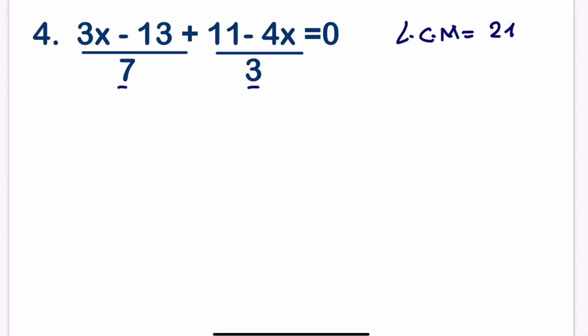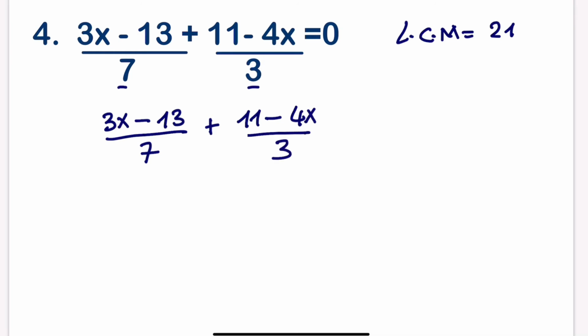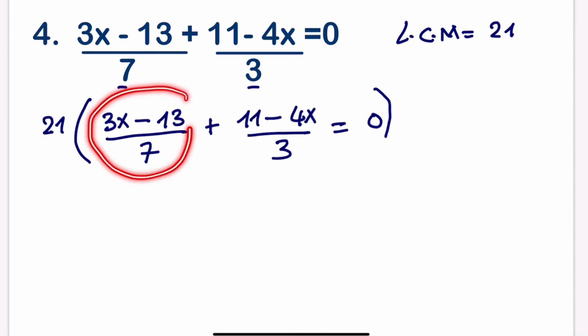So meaning we need to multiply all of this equation times 21. So we are going to have (3x minus 13) over 7 plus (11 minus 4x) over 3 should be equal to 0. So we need to multiply all this equation by 21 so that we are not going to have the denominator anymore.